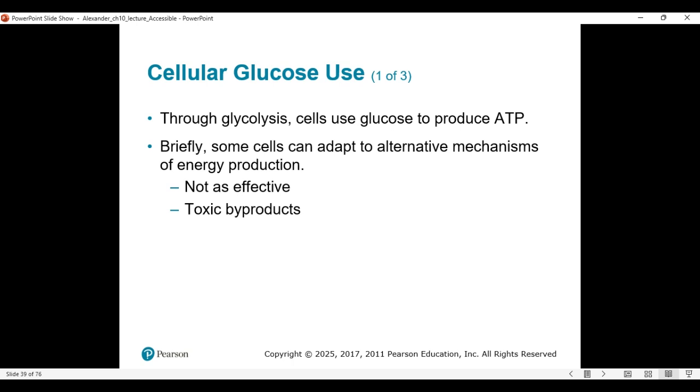Through glycolysis, cells use glucose to produce ATP, that and oxygen, right? Briefly, some cells can adapt. So we talked about that a little earlier. Some cells can adapt to the anaerobic and last longer than other cells. We talked about the toxic byproduct of lactic acid.